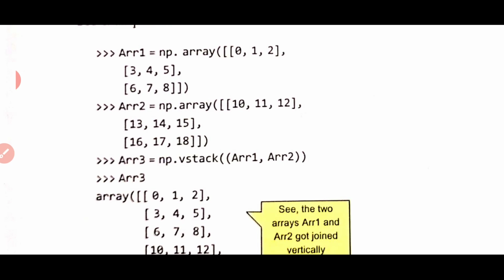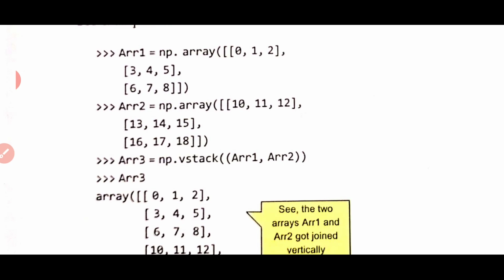ARR1 is equal to the elements 0, 1, 2, 3, 4, 5, 6, 7, 8. ARR2 elements are 10, 11, 12, 13, 14, 15, 16, 17, 18. And ARR3 is equal to np.vstack(ARR1, ARR2). So VStack means vertically joining.